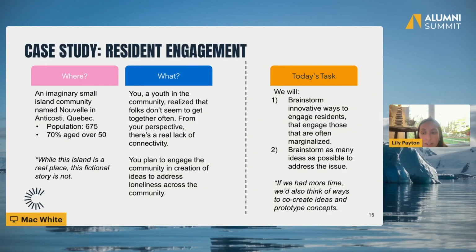Wonderful, thank you. So I made a fictional community called Nouvelle in Anticosti, Quebec, because I saw this beautiful island on a map the other day and found it to be very cool. And so I threw it in this presentation. The population is only 675 folks, and again, fictional, with 70% of people over 50. So a larger senior or older adult population.